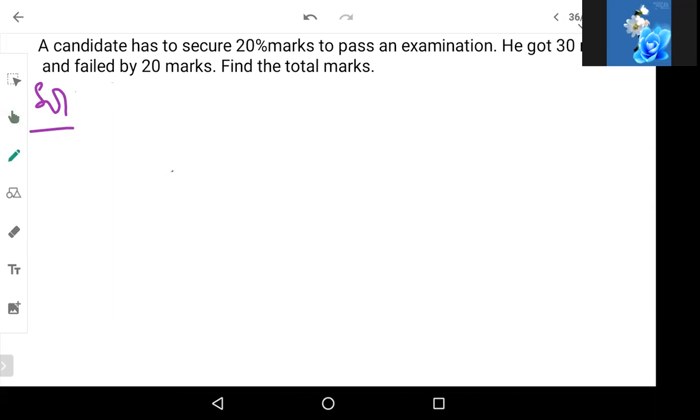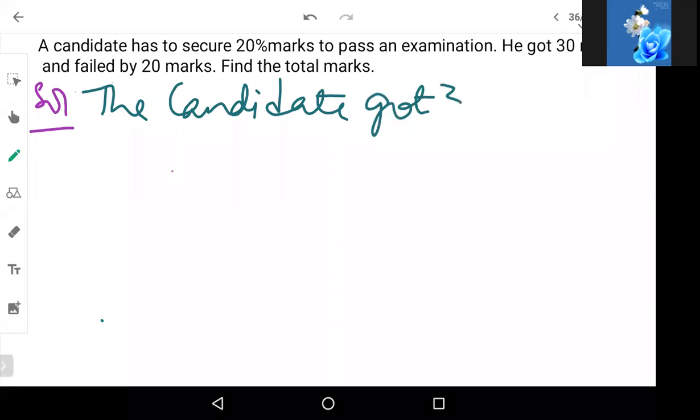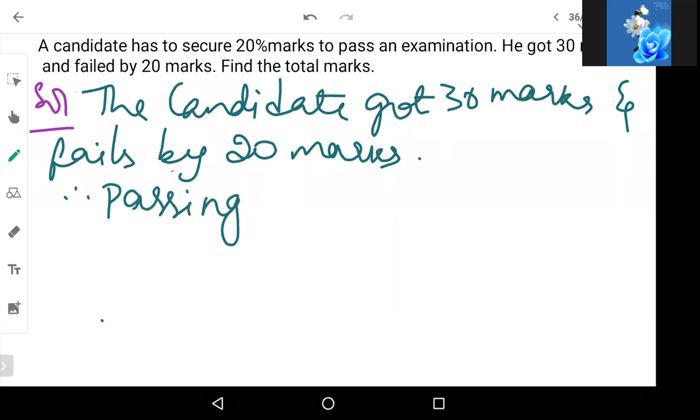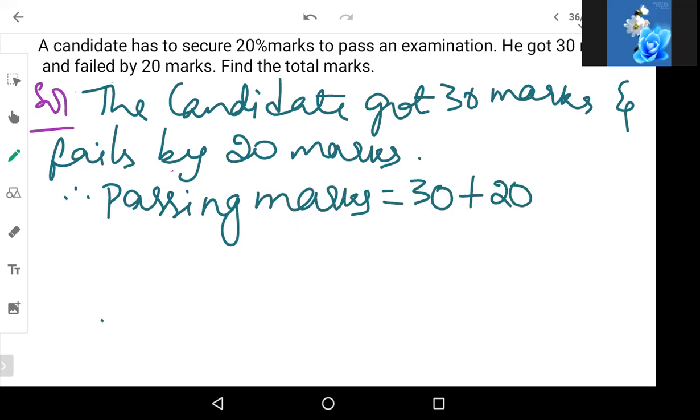Now, let us start solving. The candidate got 30 marks and fails by 20 marks. He is getting 30 marks and he is failing by 20 marks. So therefore, passing marks will be the 30 marks that he has got and the 20 marks by which he failed. So the passing marks will be 50 marks.